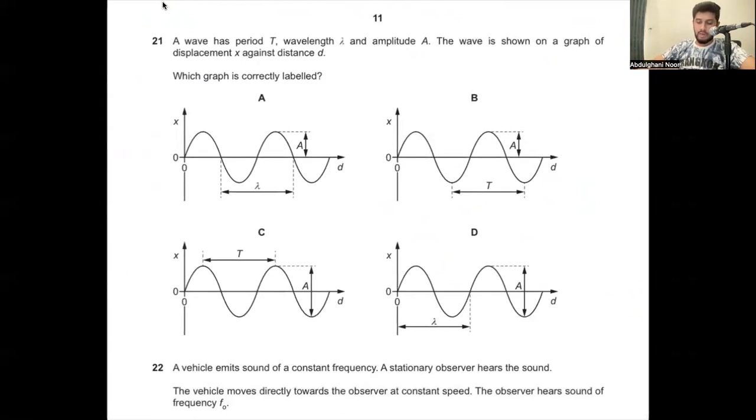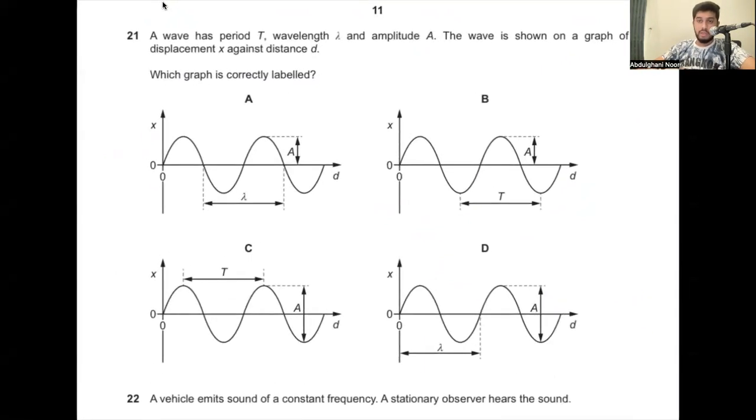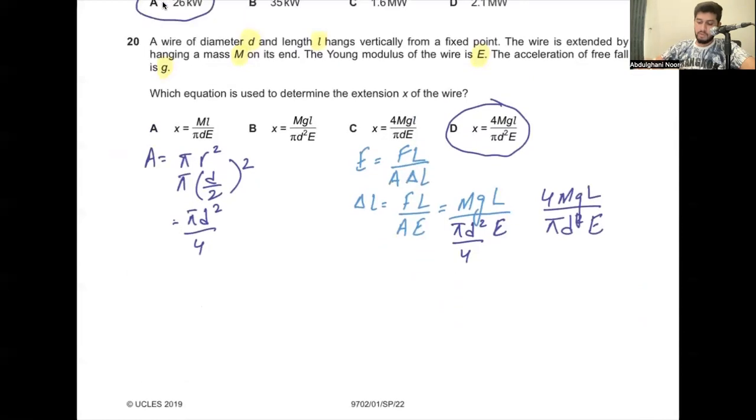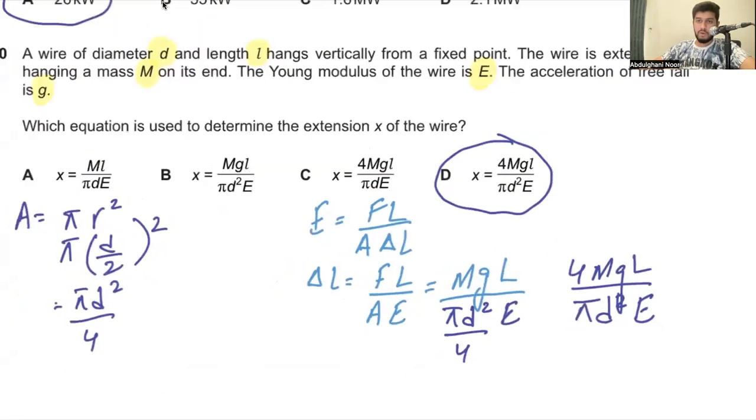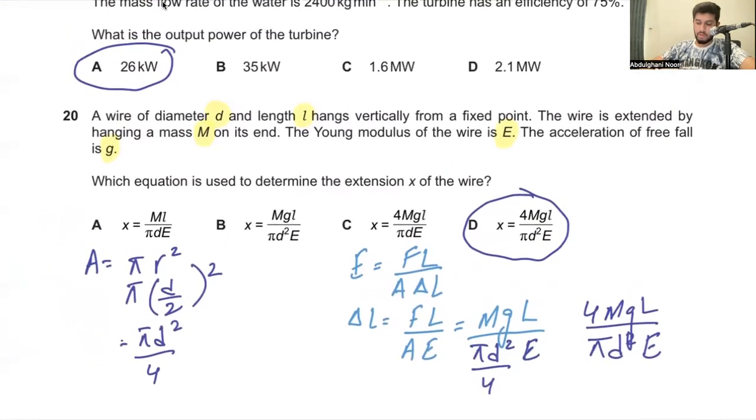Question 21 says, a wave has a period T, wavelength lambda, and amplitude A. The answer was D: 4 mgL upon pi D squared into E. Similar to our answer.